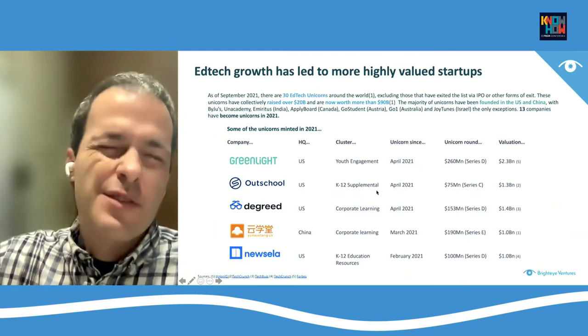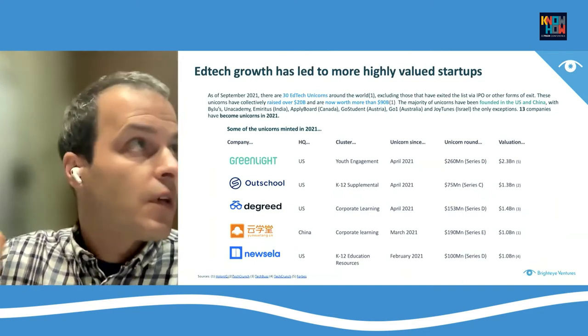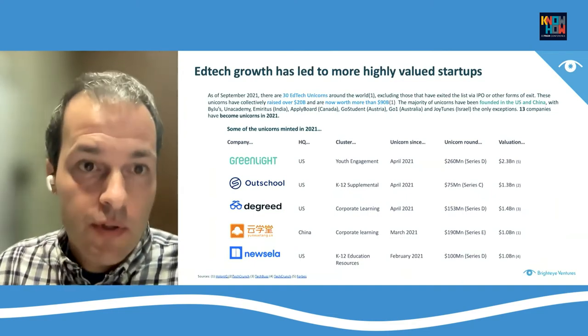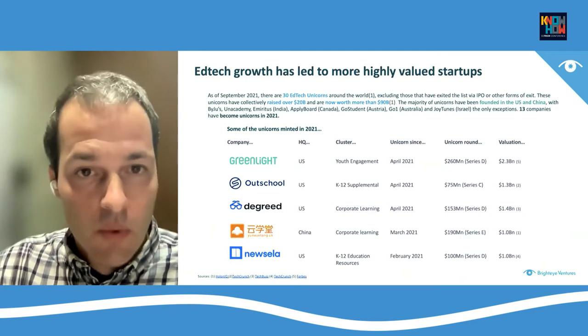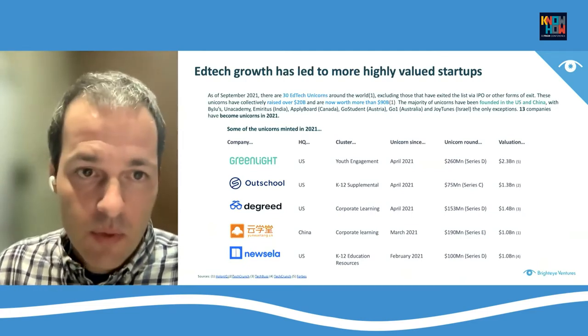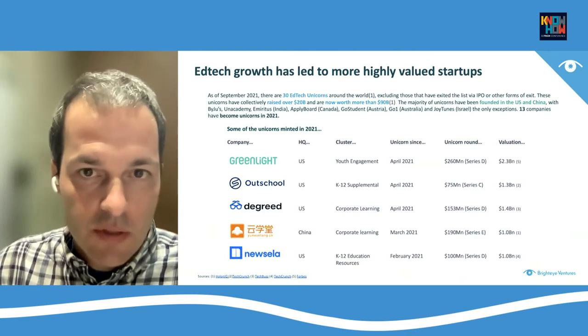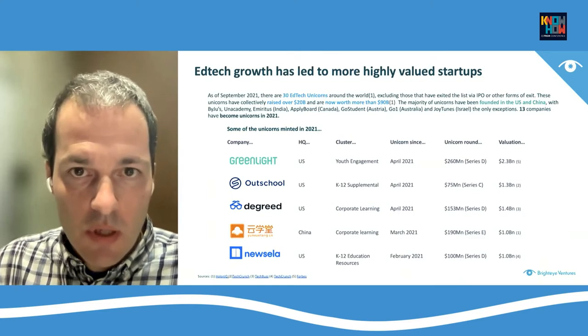There was a concentration, and there's still pretty much a concentration in the U.S. and China. It was an exclusively U.S. and China club before this year, and now you actually have many more in India, in Austria, in Australia, in Israel. So we expect that diversity of unicorns to continue in terms of geographic diversity.